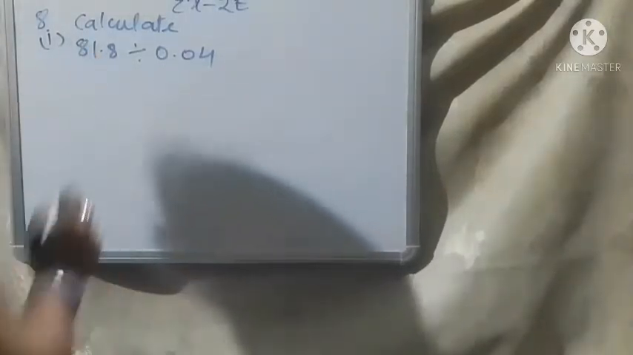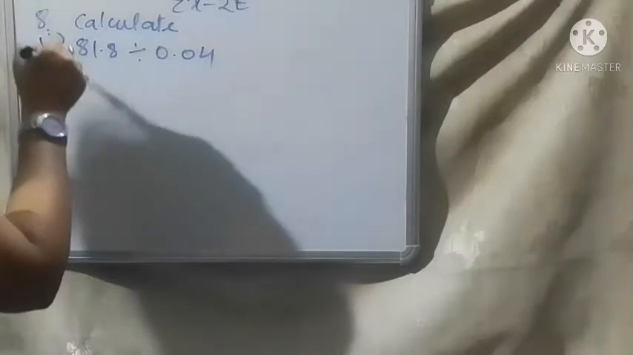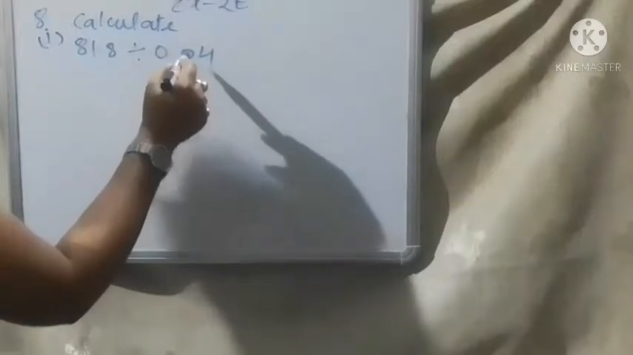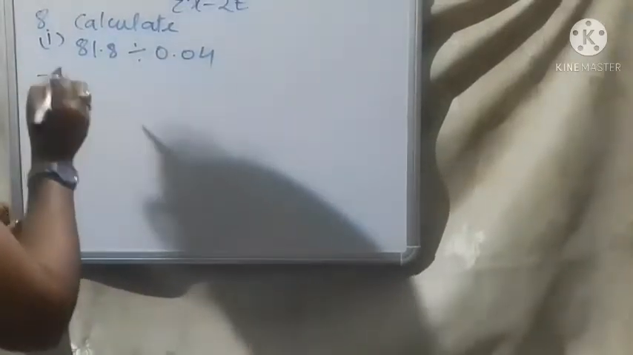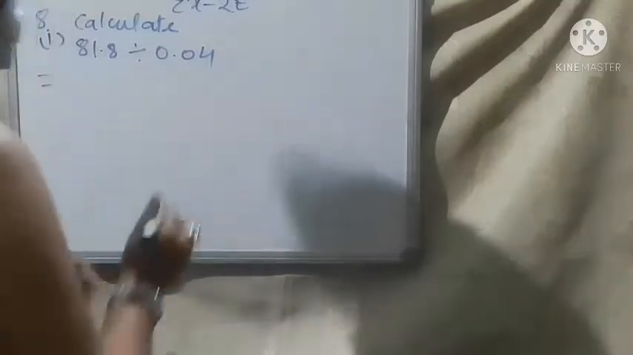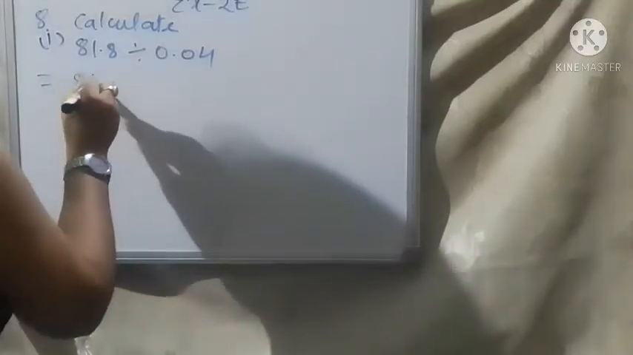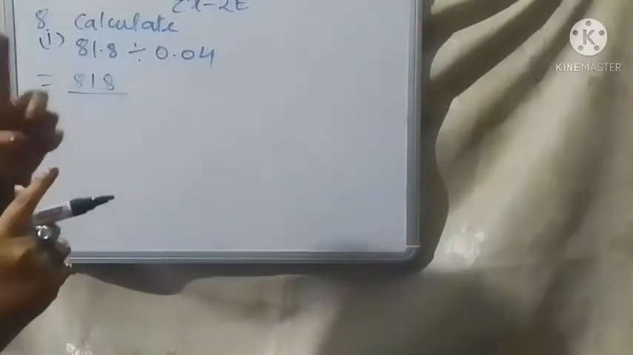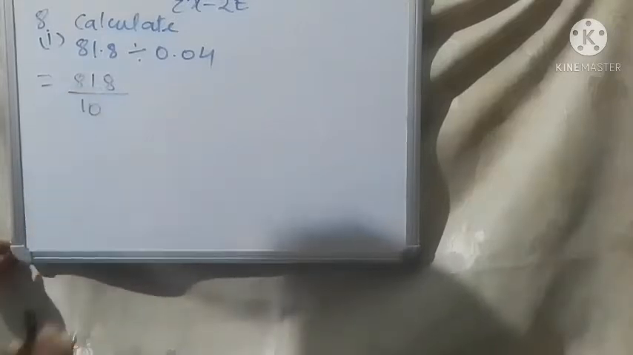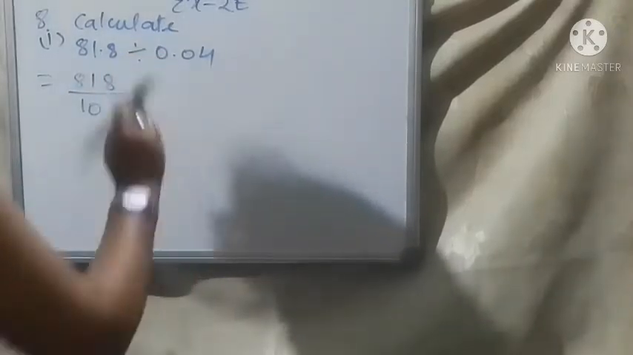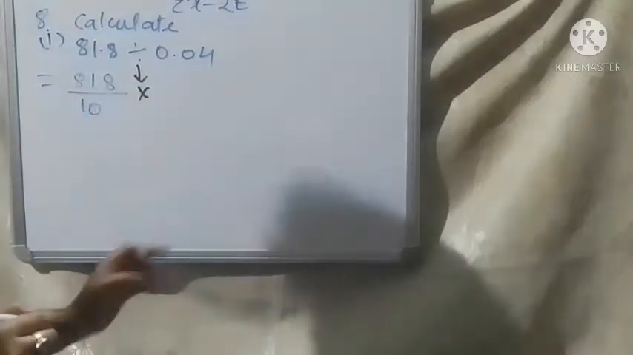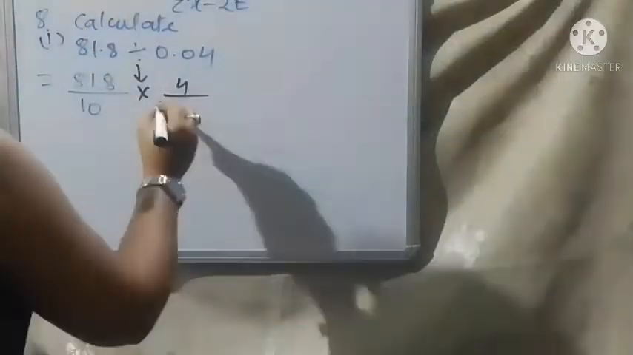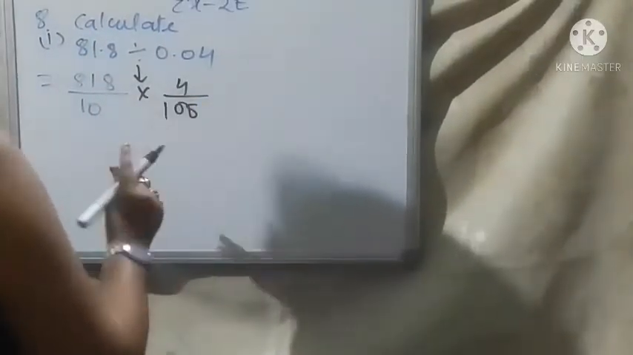The first part of question number 8 is what? 81.8 divided by 0.04. First, what will you do? First, you will remove the decimal point. How are you going to remove that? You will write 818 by 10. Now, after the point, how many digits? One digit. So, you will write 10 here. Now, this division sign you will convert into multiplication sign. Now 0.04: after the decimal point, how many digits? Two digits. You will write two zeros here.